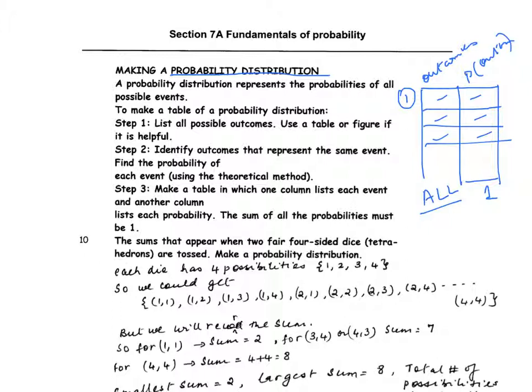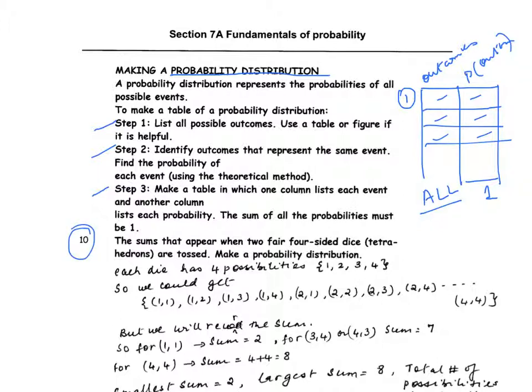So if you need to check if a given table is a probability distribution, there are 3 things to check. 1, are all the possibilities or outcomes listed? 2, is every corresponding probability written in the second column? 3, do all the probabilities add up to 1? So these are the 3 things to check for a probability distribution.